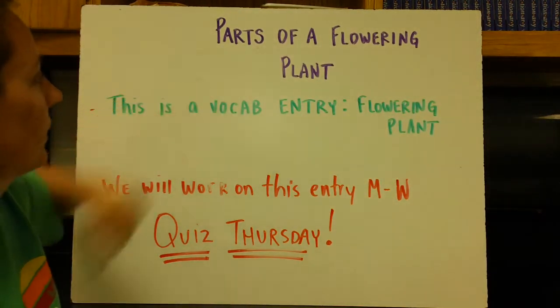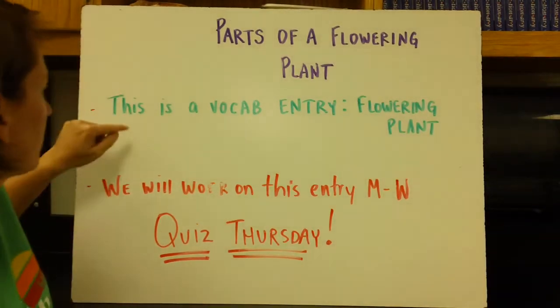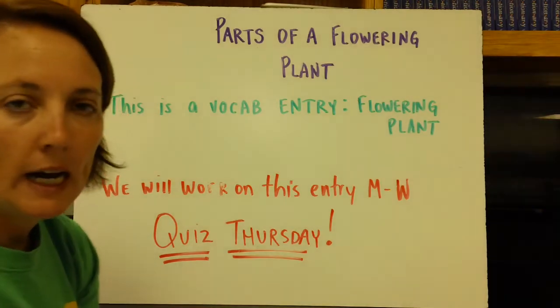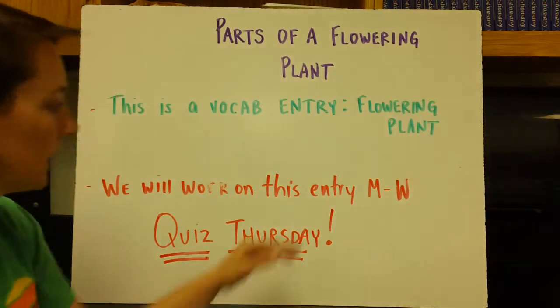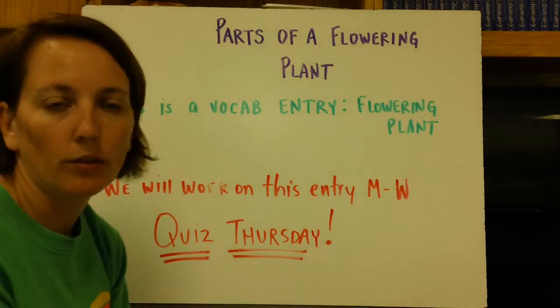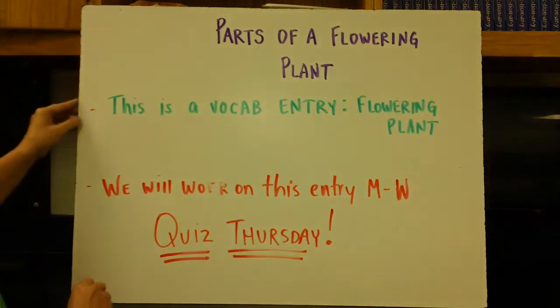We are going to start with parts of a flowering plant. This will be a vocab entry and you can go ahead and title it flowering plant. It's a very short entry, but we're going to be working on this vocab entry Monday through Wednesday, and you will have a little quizzy poo on Thursday, so be prepared for that.